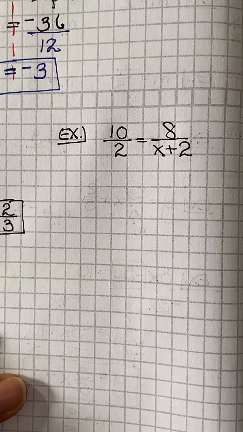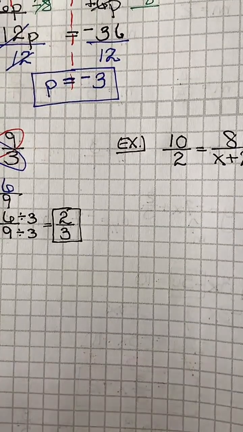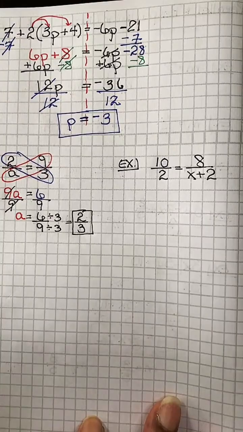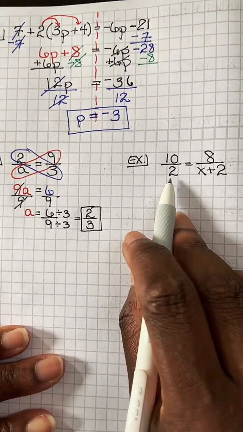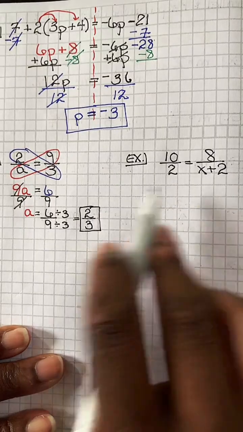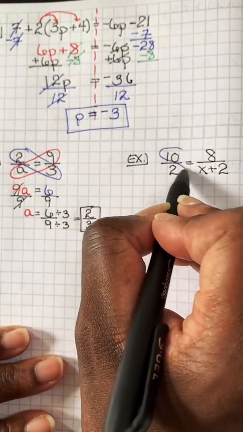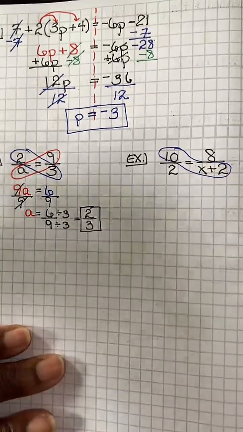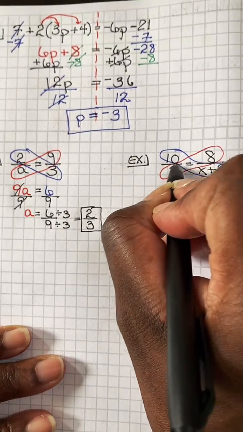Okay? Now, think of what we just did. Let me see if I can unzoom a little bit. Think about what we just did. We have a ratio equal to a ratio. So what we can do is cross multiply. Cross multiplying that.